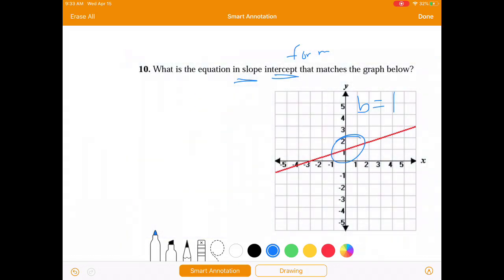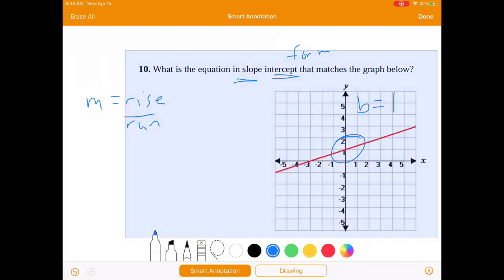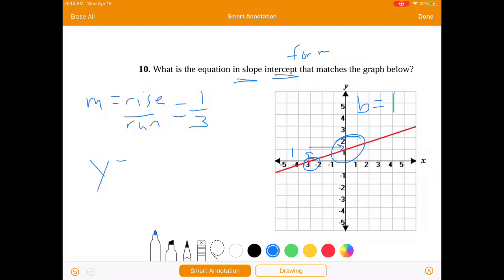And then for the slope, we just have to identify 2 points so we can calculate the rise and the run. So I'm looking at the x-intercept and the y-intercept. So our rise here is just 1, and our run going left to right between them is 3. So our slope is 1/3, our y-intercept is 1, so our equation is y equals 1/3 x plus 1.